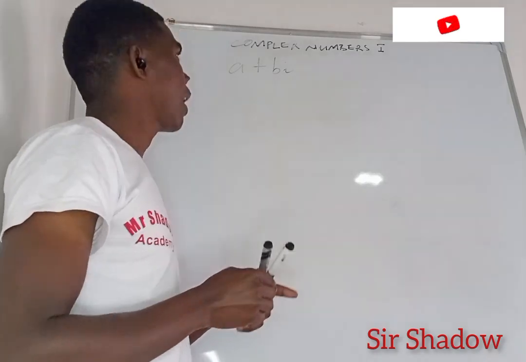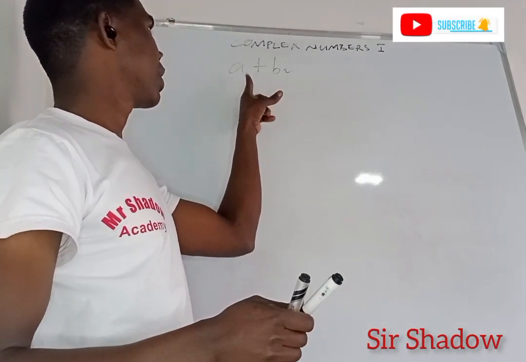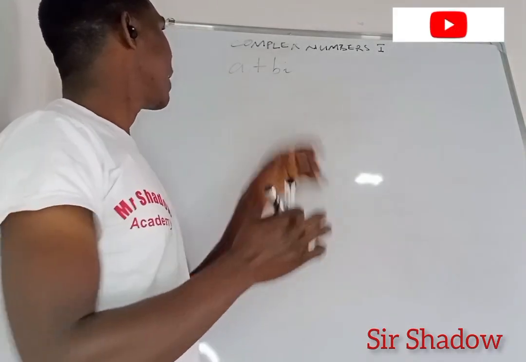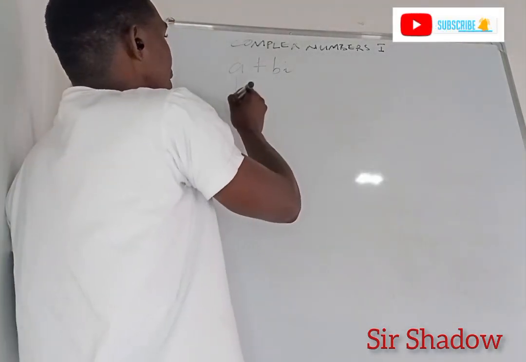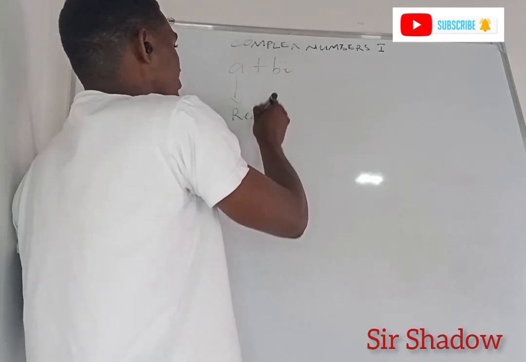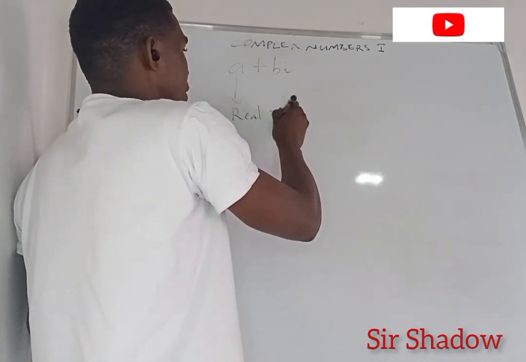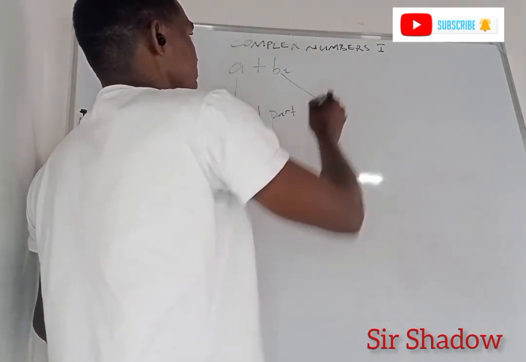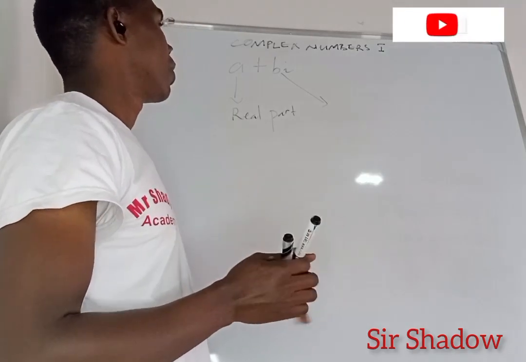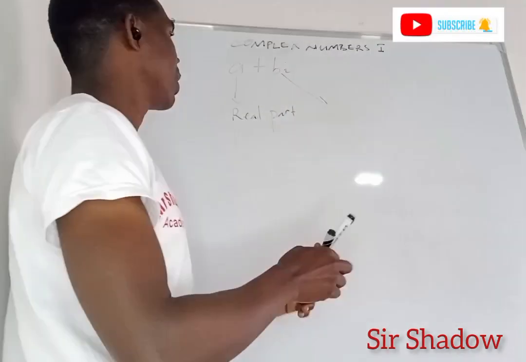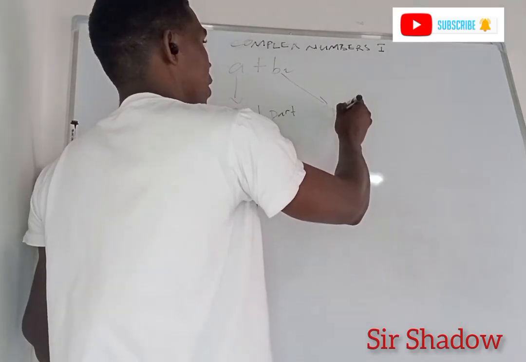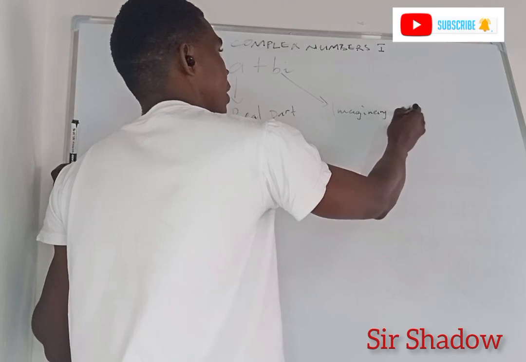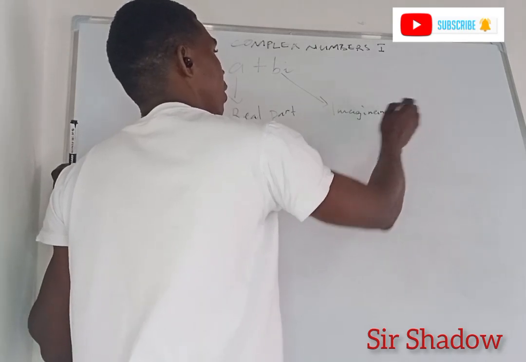Under complex numbers, we have this condition a plus bi, whereby a we call the real part. Then this part b, which is the coefficient of i, we call the imaginary part.